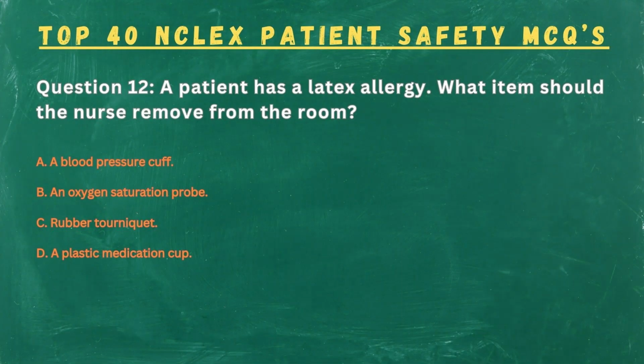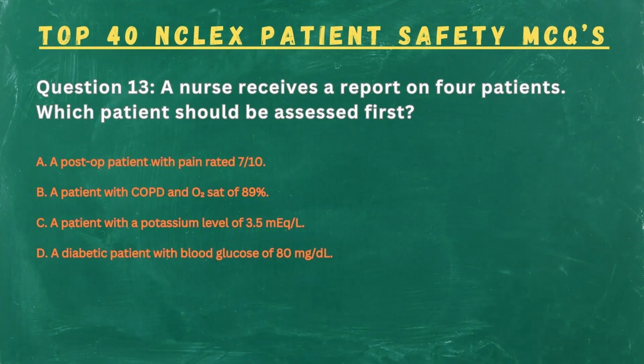Question 12. A patient has a latex allergy. What item should the nurse remove from the room? A. A blood pressure cuff. B. An oxygen saturation probe. C. Rubber tourniquet. D. A plastic medication cup. Answer: C. Rubber tourniquet.